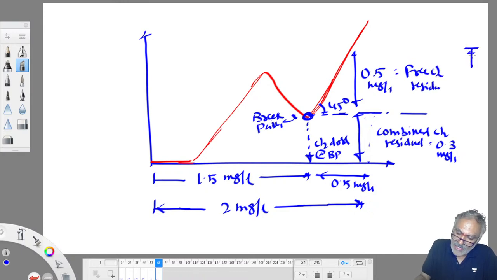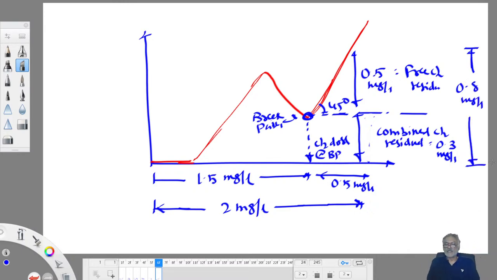So total chlorine residual is equal to 0.5 plus 0.3, 0.8 milligram per liter. This is how you can solve. Understood now? So without remembering equations also, just by plotting you can work it out. Okay. This is how we can work out the questions. Let us try one more question.